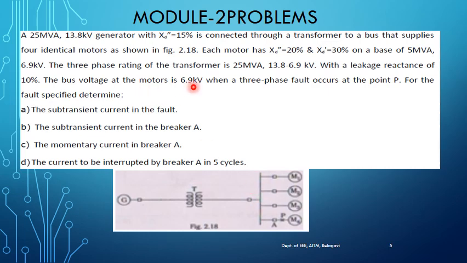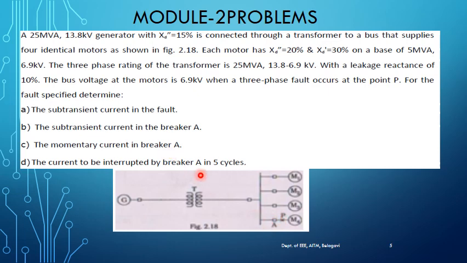Now when a three-phase fault occurs at the point P, here the fault is occurring at this point P. Okay, so for this fault we need to determine what? First we need to find the subtransient current in the fault, next the subtransient current in the breaker A. These are the circuit breakers, 4 circuit breakers are there. From that, this one is circuit breaker A, which is represented in our diagram.